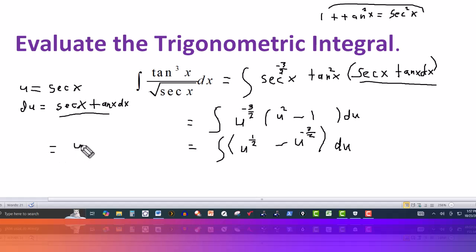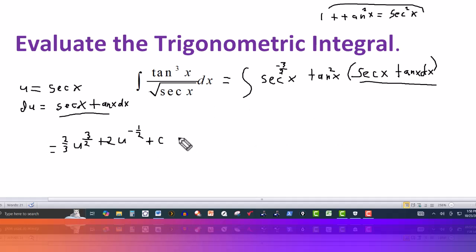Basic integration here. We add 1 to the 1/2, I get 3/2. And then I divide the coefficient by 3/2, which just gives me a 2/3 here as a coefficient. And then for the next one, it's going to be u, and we add 1 to this. Minus 3/2 plus 1 gives you a minus 1/2 here. And then we divide the coefficient of -1 by -1/2. This will give you a plus 2. And then you have your constant of integration.